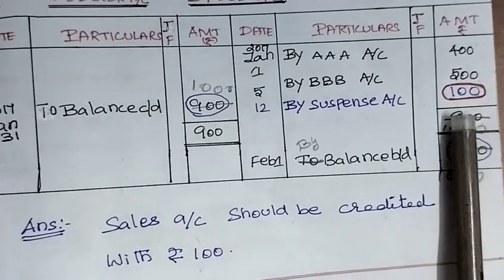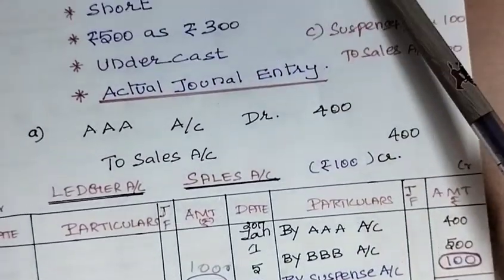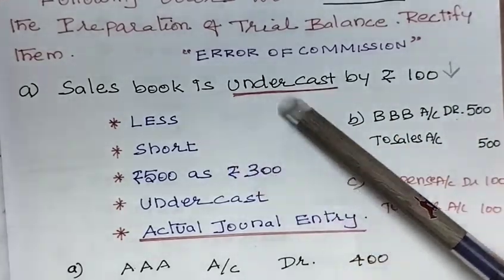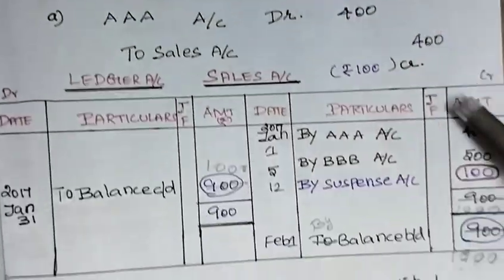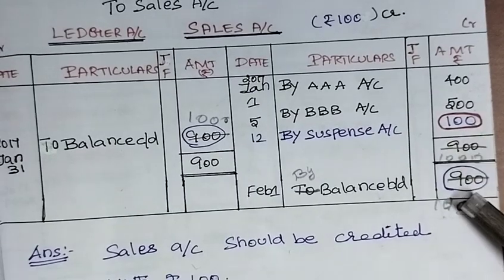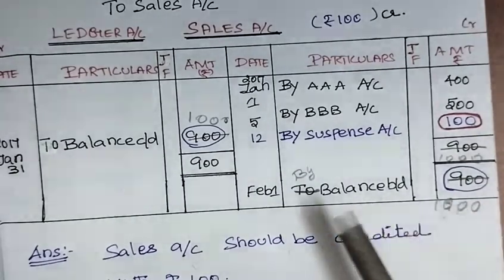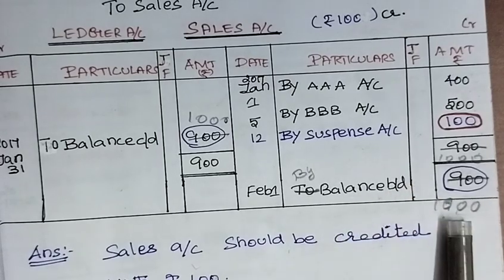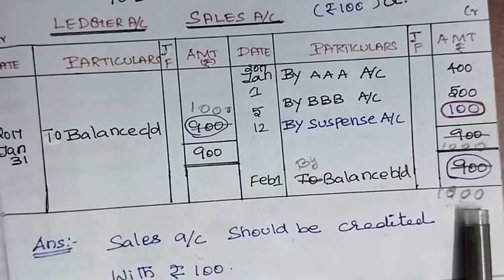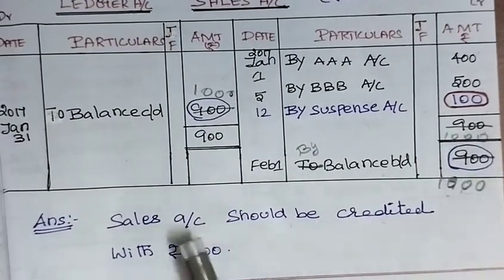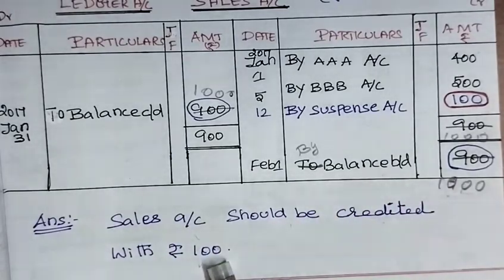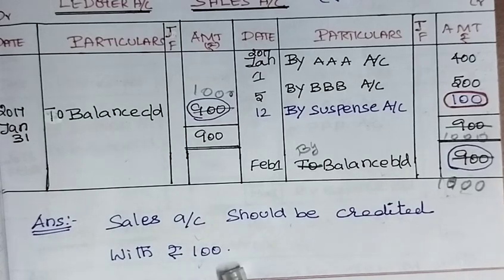We rectified that error because 100 rupees decreased, right? Under cost means 100 rupees decreased. We added that 100 rupees on the credit side. Now the sales book has 100 rupees added. How much does the sales book have? 1000 rupees. Okay, where is it? It is on the credit side. So listen here, the answer is: sales account should be credited with 100 rupees. Now we have rectified that error.